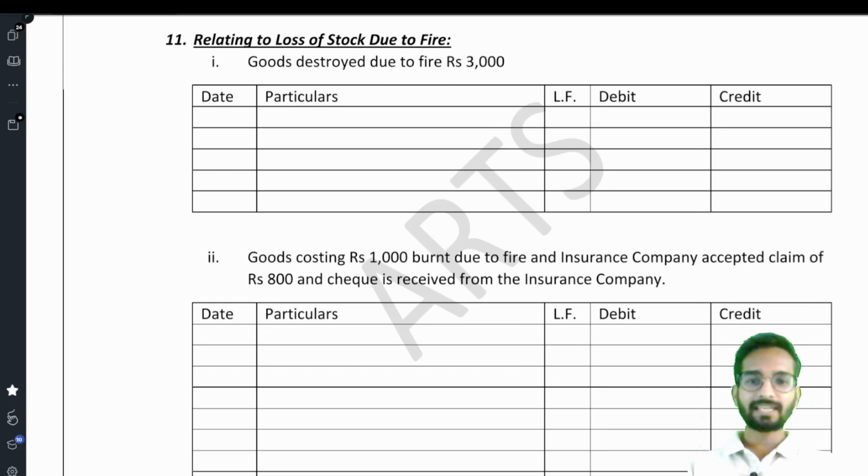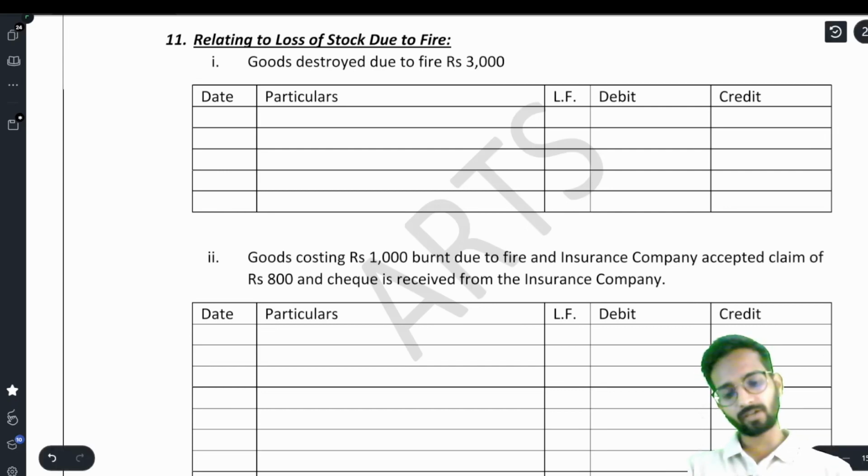Hello everyone. In this video, we'll be learning about journal entries which are related to the loss of stock due to fire and the final adjusting entries. Now, starting from the first entry, goods destroyed due to fire rupees 3000. What will we write for that?